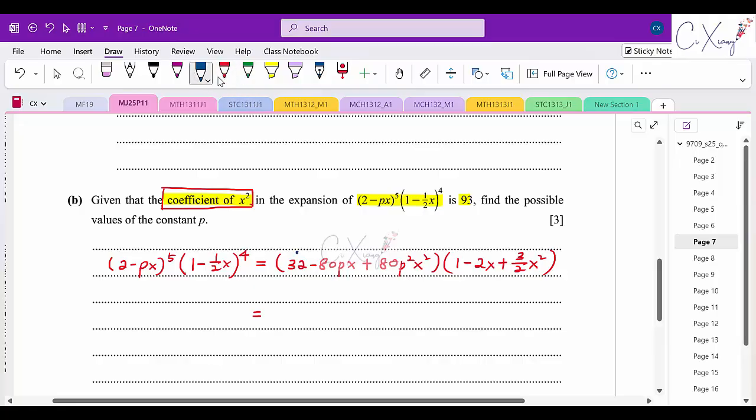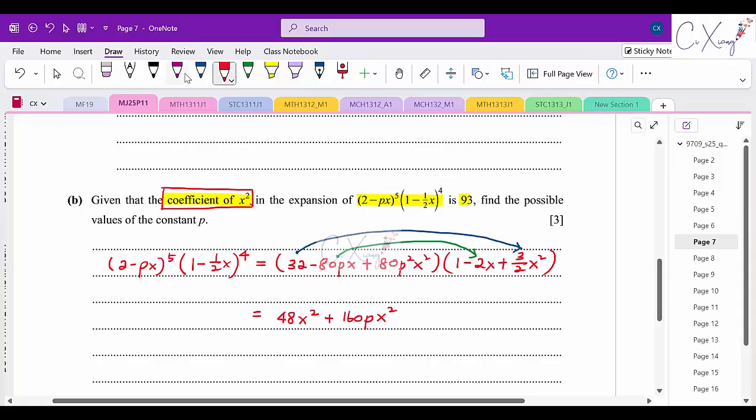So I take 32, multiply with this one to get something with x squared, right? Yeah, so I take 32, multiply with 3 over 2 x squared. When I have 32 multiply with 3 over 2 x squared, I will be having 48x squared. Okay, then I try to consider again what kind of expansion will give me something with x squared again. So negative 80px, if I multiply with negative 2x, I will have something with x squared as well. So I multiply both of them together, I will be having 160p then x squared.